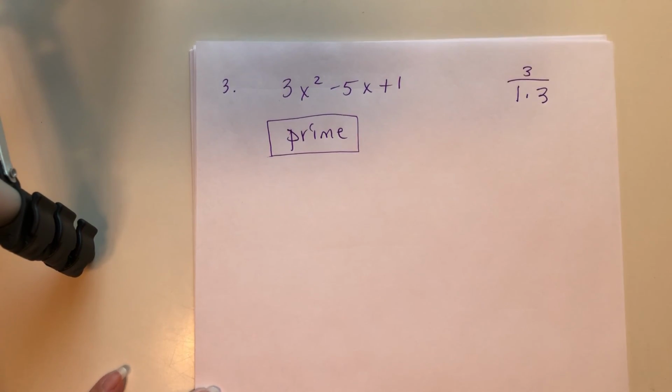All right, so let me know if you need help with these. And that is how you can use the grouping method to factor trinomials.